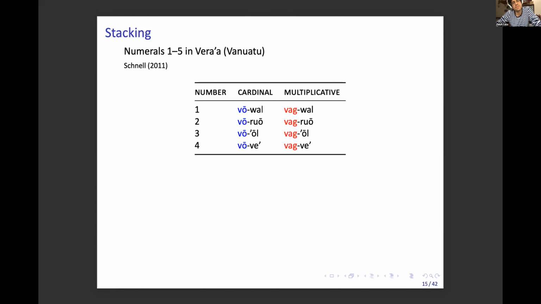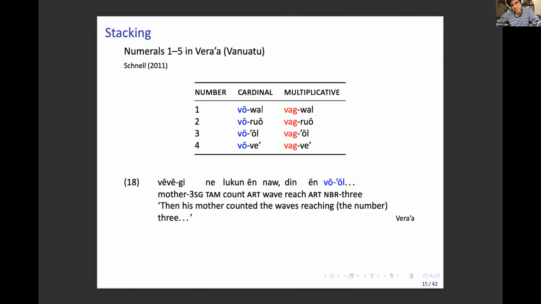Similarly, in Veraa, we have numerals where the cardinals have this prefix vo until 5, I believe. And we can see again that vo is a prefix and the numeral is bicomponential because in the multiplicative use, you have a different prefix. And here we have what resembles to us an arithmetical use. So the mother counted waves reaching the number 3. And so here the number 3 is morphologically complex.